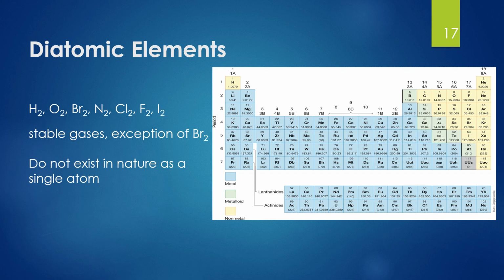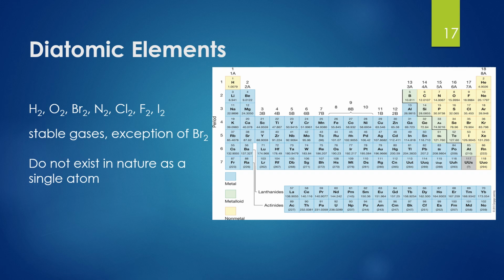Right now we're going to look at the diatomic elements on the periodic table. When I use the word diatomic, di meaning two, these are elements that can't exist by themselves in nature. Hydrogen is one that likes to form a diatomic element in nature. One hydrogen atom by itself is not stable enough, so it finds another hydrogen atom and pairs up with it so that they can stabilize each other.